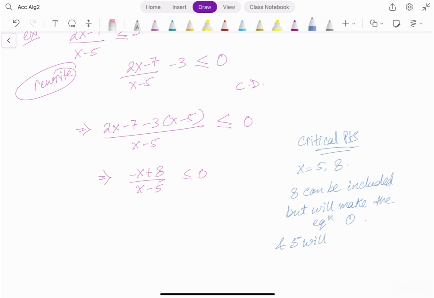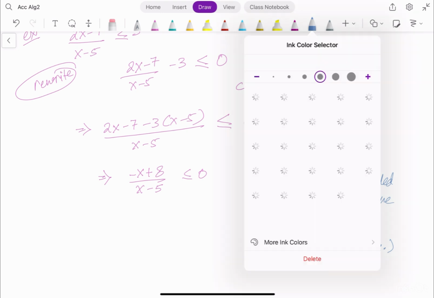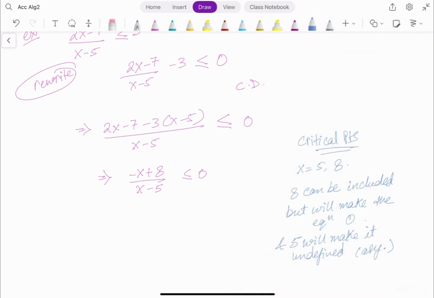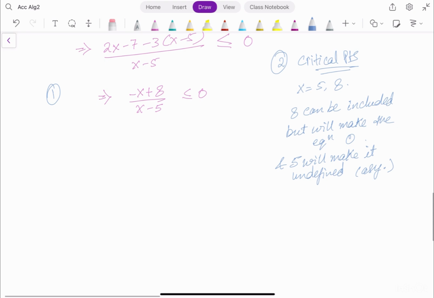5 will make the denominator 0, so that is nothing but undefined. And that is the basic understanding of critical points, where the function is 0 or undefined. And undefined, again, we will be talking about asymptotes with regard to that. So the next step is to write the intervals. So step number 3, write the intervals down.